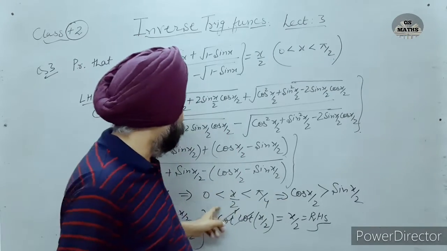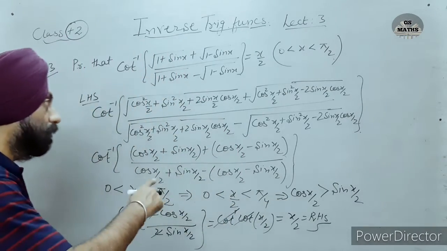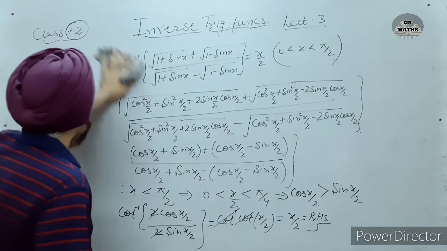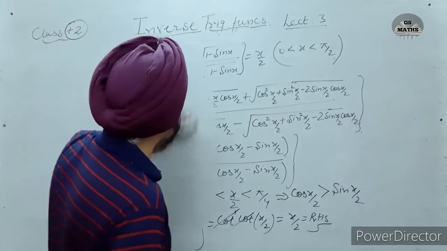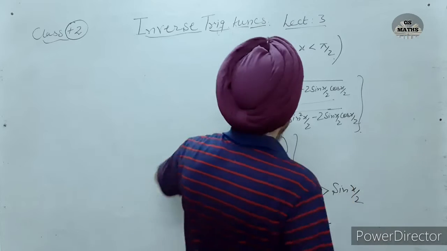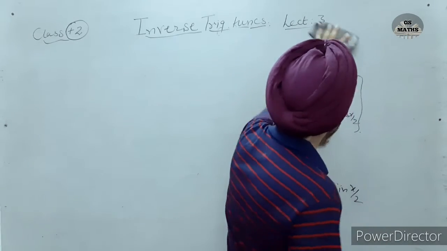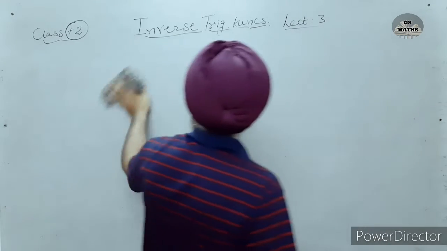This concept is clear: when the angle lies between 0 and pi by 4, in that interval cos x is greater than sin x. And from pi by 4 to 90 degrees, sin x is greater than cos x.